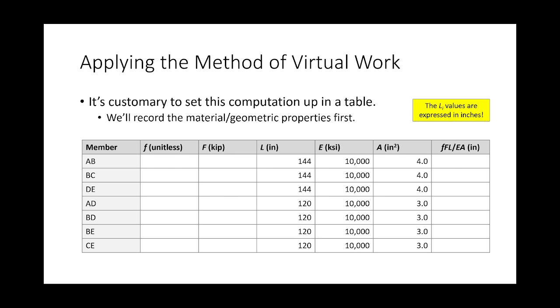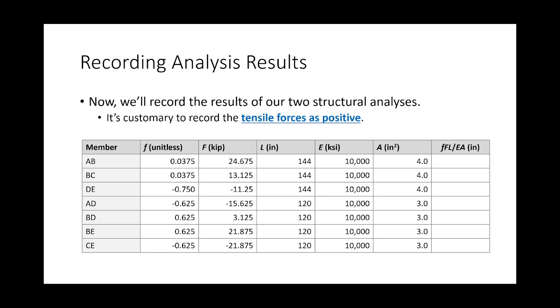Okay, so here's my table that I've set up, and I'm doing little f, big F, L, E, A, because this is ultimately what I want to compute for each member. And now all I've got to do is fill in these values. So what am I doing? I'm taking my truss analyses and I'm putting, okay, member AB. This is what I got for the virtual analysis. This is what I got for the real analysis. This is what I got for the virtual analysis. This is what I got for the real analysis, et cetera, et cetera.